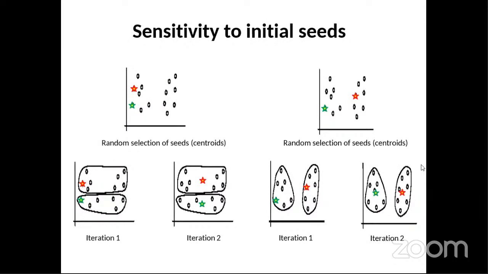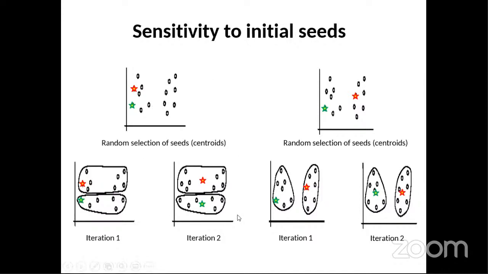This is just to show the sensitivity to initial seeds. Initial seeds is the name given to the centroid. Centroid is also known as the initial seed. So if we have a random selection of centroids, sometimes there could be different formations of the clusters at the end of the iterations.